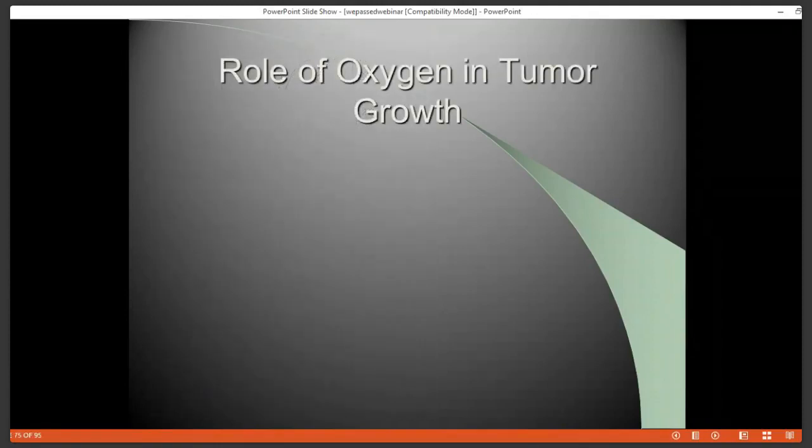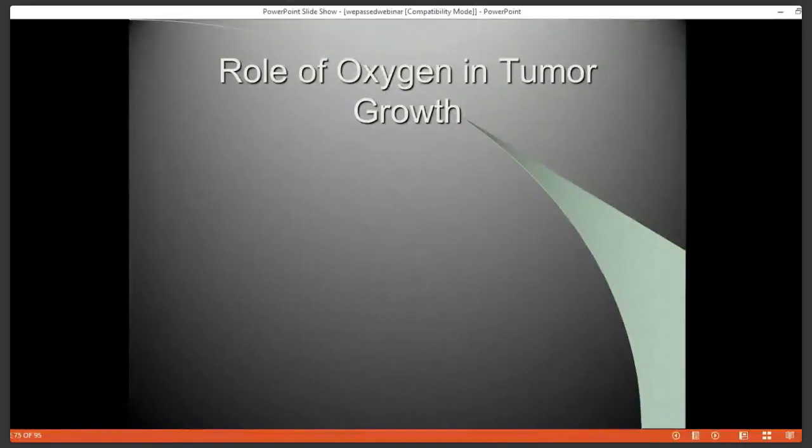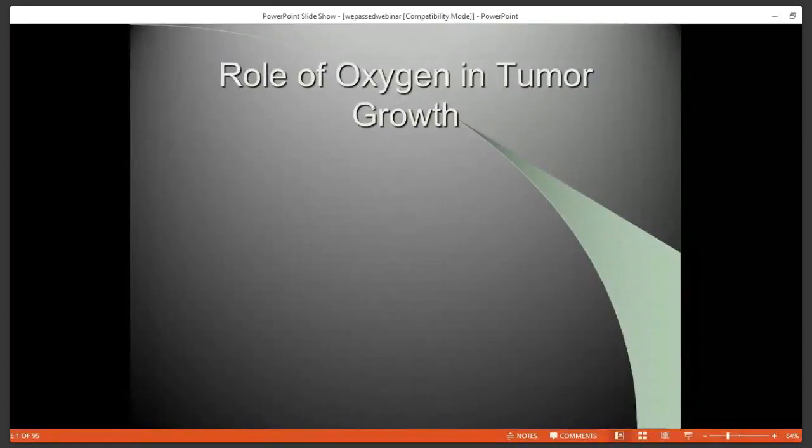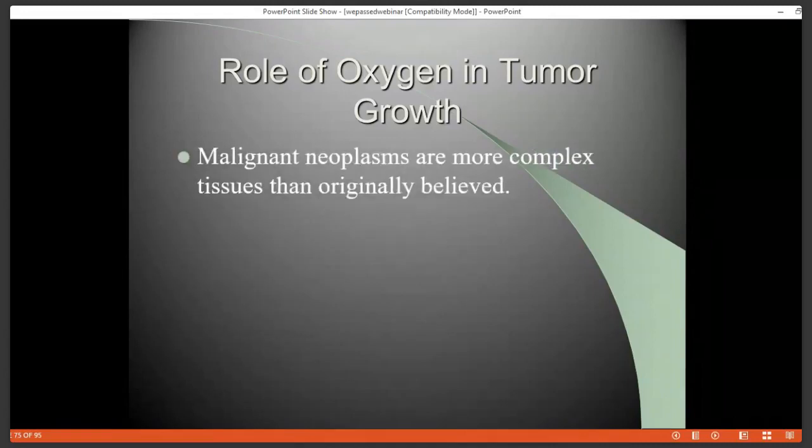The role of oxygen in tumor growth. As we talked about earlier, with oxygen being a radiation sensitizing agent, oxygen plays a really huge role in both tumor growth and tumor curability, and in our ability with fractionated radiation to take care of hypoxic cells that we find in the tumors themselves.